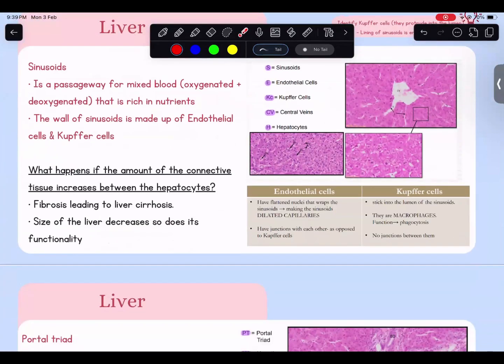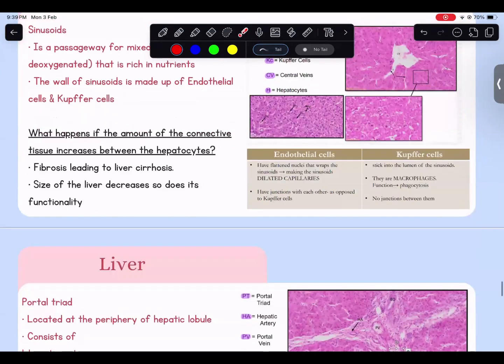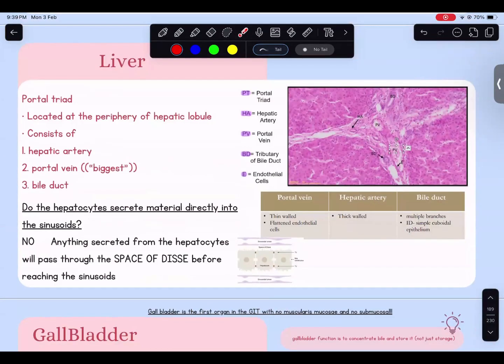Also, what happens if the amount of connective tissue increases between the hepatocytes? If there is more connective tissue here, that means there's fibrosis, which is basically liver cirrhosis. So the size of the liver decreases, and so does its functionality. Okay. For the portal triad on the histology slide, it's usually located at the hepatic lobule.